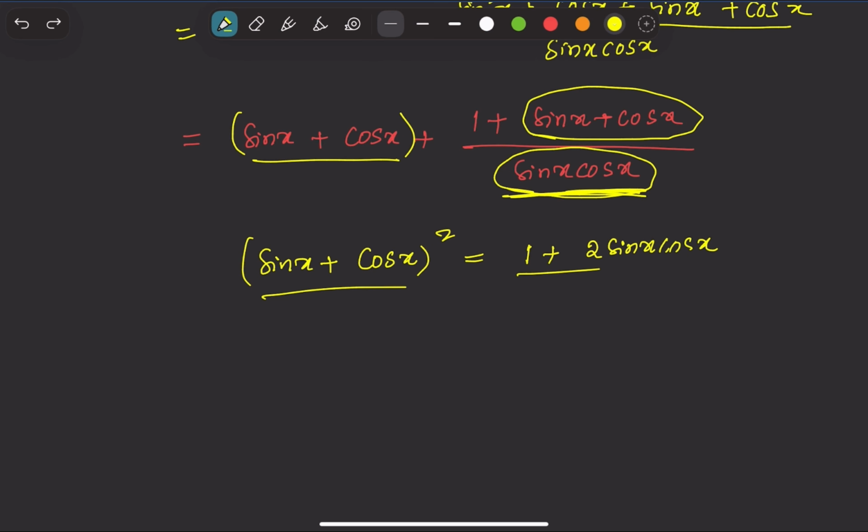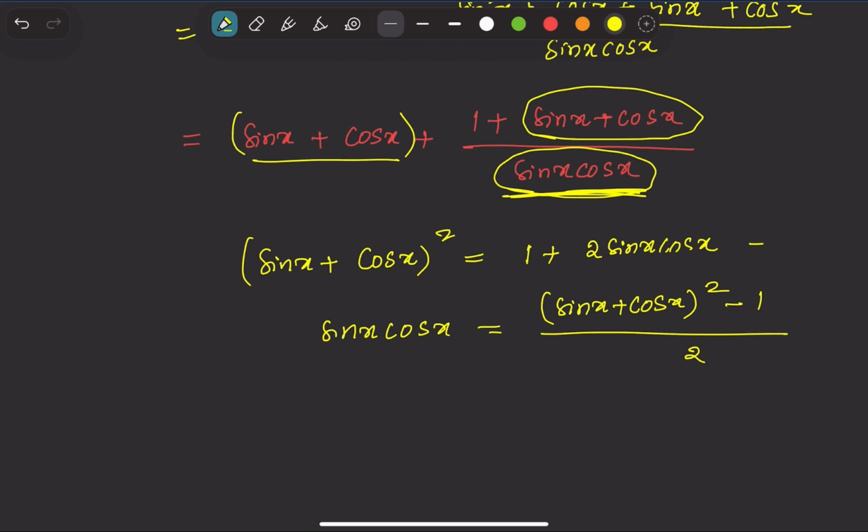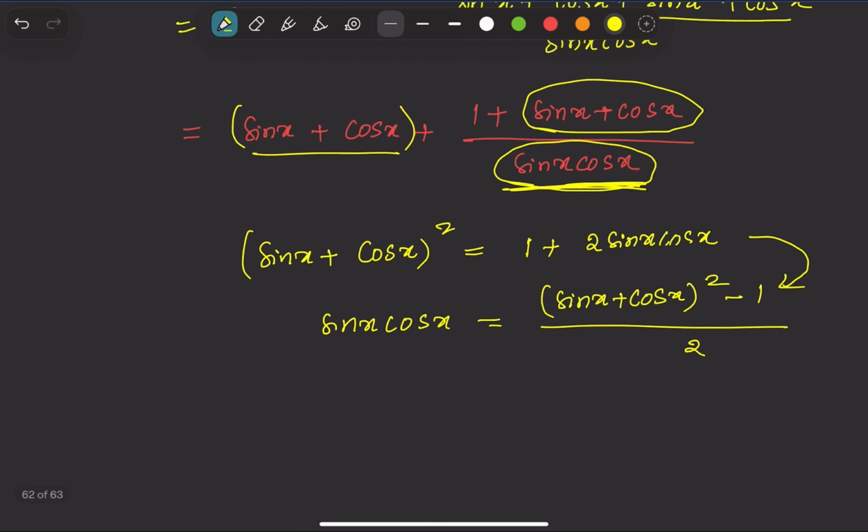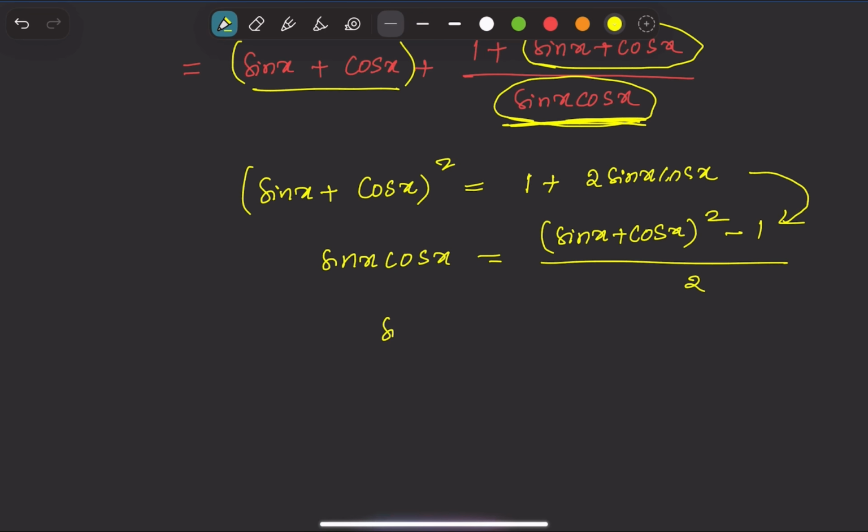All right. So let us find out. Since it is difficult to work with square roots, let us find out what sin x cos x is. Sin x cos x is sin x plus cos x whole square minus 1 divided by 2. I wrote this from this. Alright. So now let us assume sin x plus cos x is equal to a. Then your sin x cos x is equal to a square minus 1 upon 2.